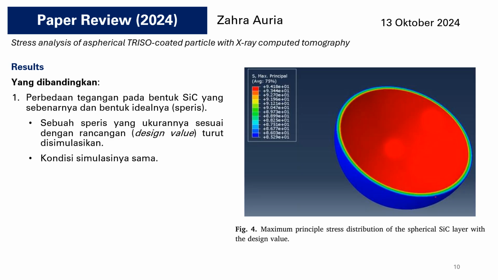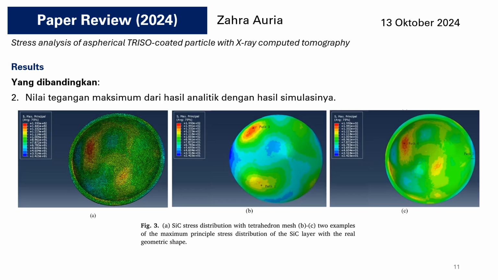So in these results, we compare the differences in stress on the silicon carbide actual shape with the ideal one, the ideal one being spherical, and we reconstruct the spherical layer of silicon carbide based on design values and then simulate it with the same conditions. We also compare the maximum stress value from the analytical results and the simulation results as well.